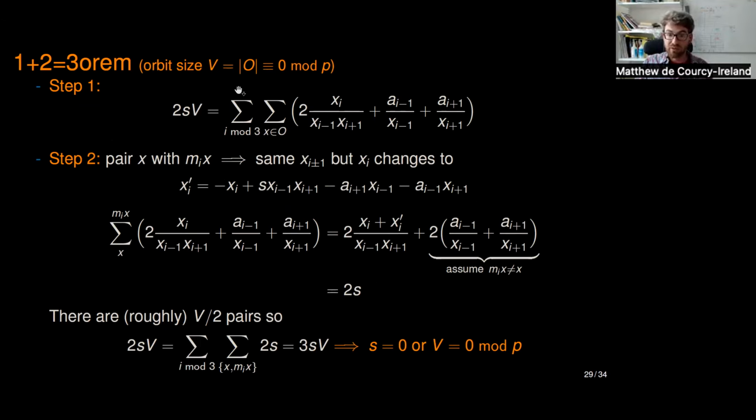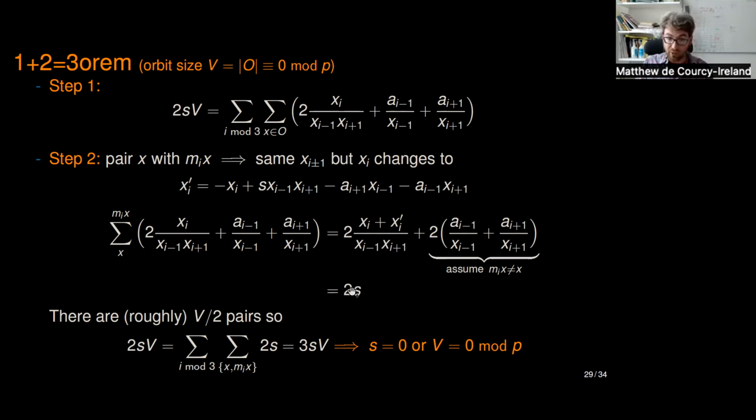So yeah, v is the size, O is the orbit. We're trying to show v is 0 mod p. Step 1, 2sv is a certain sum, and in that sum, step 2 is to pair x with mix. So here I'm assuming we don't have a fixed point. mix is not equal to x. For any such pair, you get 2s out of this sum.